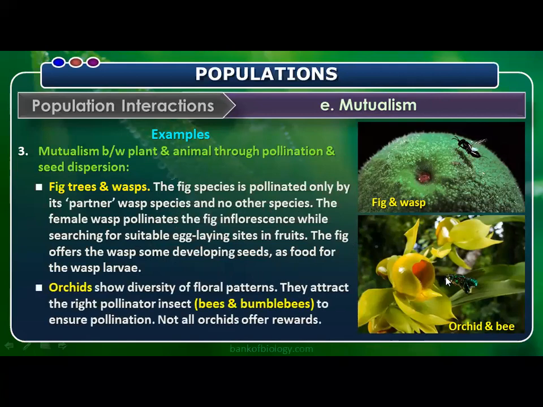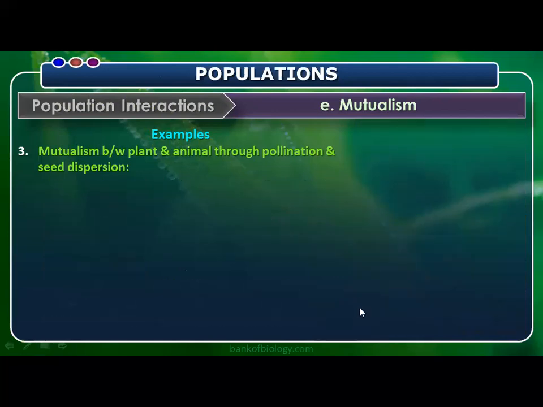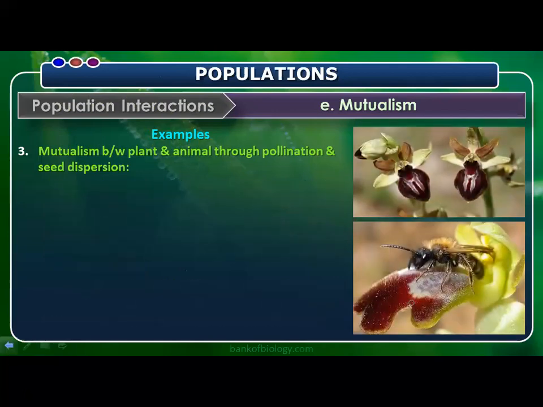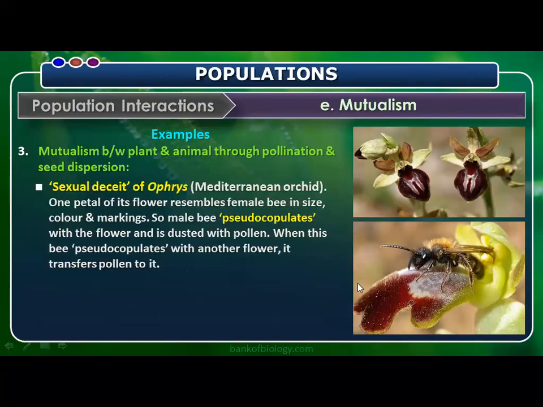And orchid and bee. Orchids show diversity of floral patterns. They attract the right pollinator insects, like bees and bumblebees, to ensure pollination. Not all orchids offer rewards. What do they do then? You see here in the diagram. We call it sexual deceit. We can't say it is perfectly mutualism.